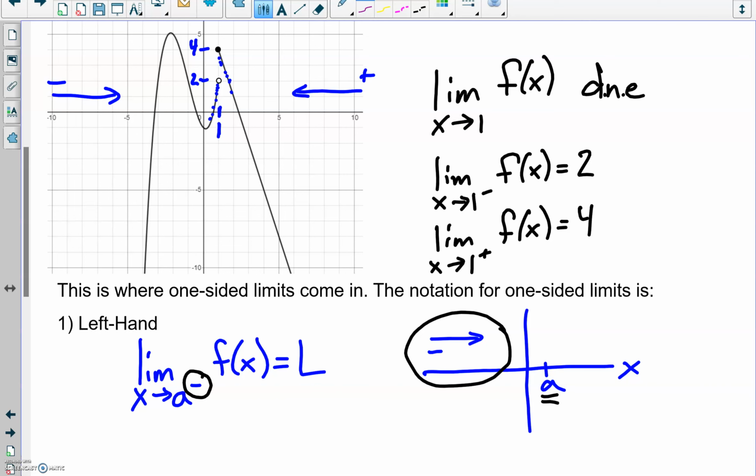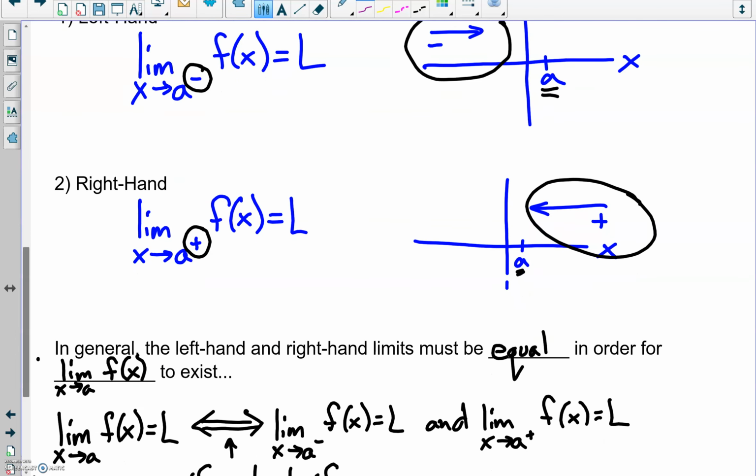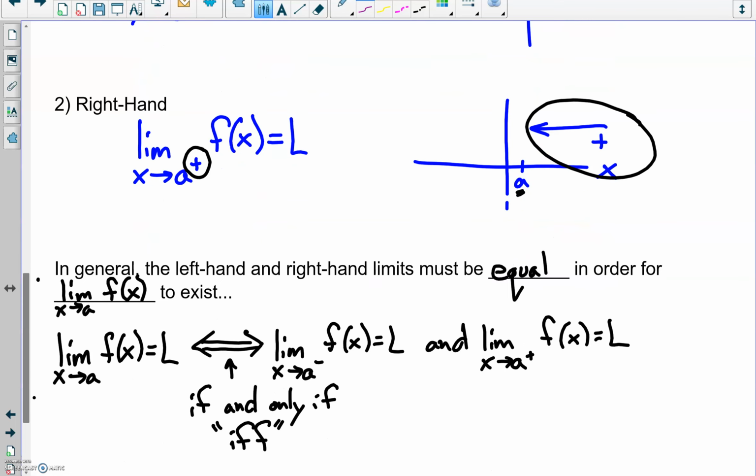Okay, so that's your basic introduction to limits. You've got the two-sided limit, you've got the one-sided limits, and the relationship between them. The one-sided limits have to equal the same thing for the two-sided limit to exist, and we'll see more of this as we move forward.